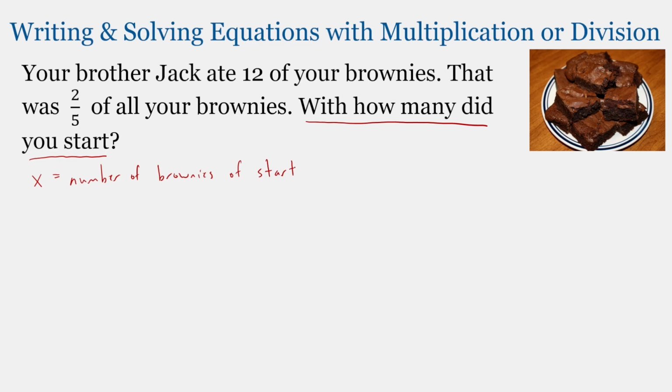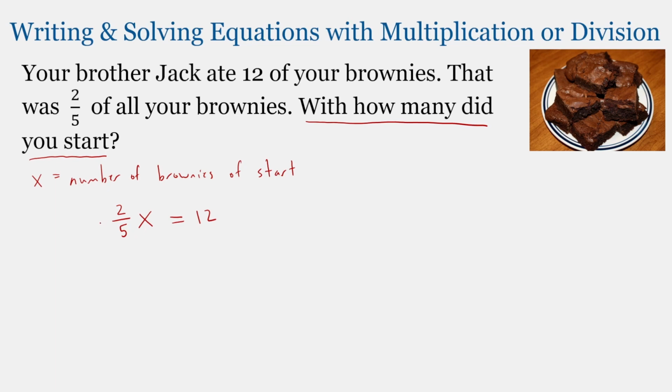So you have x at the start, and he ate 2/5 of those. So 2/5 times the total that you had is going to be equal to the amount he ate. So that's going to be equal to 12. So there is an equation we can use to solve this problem.